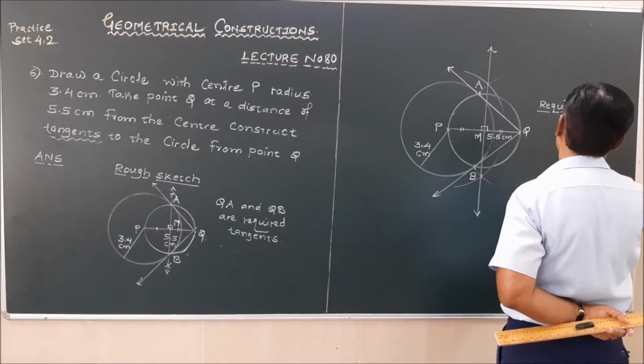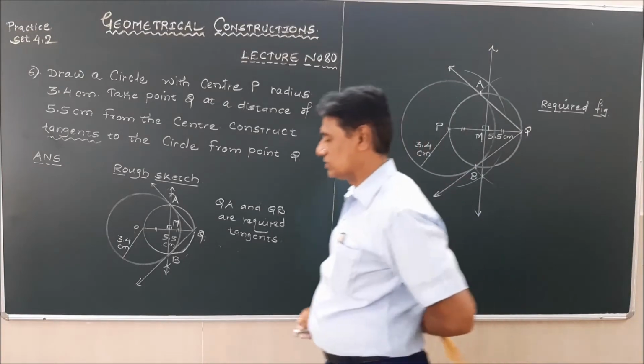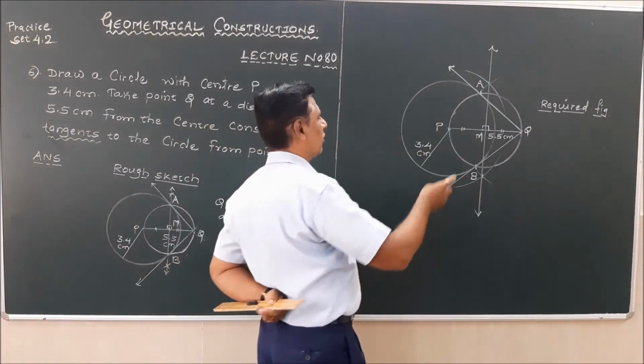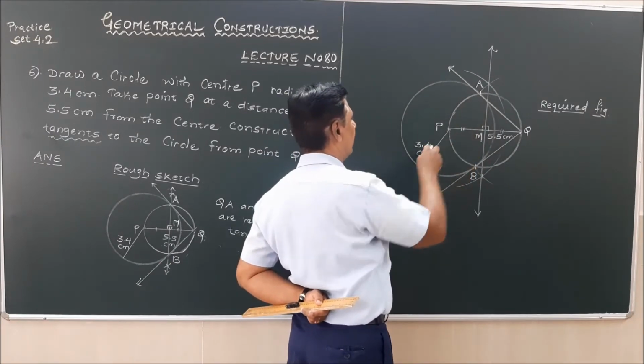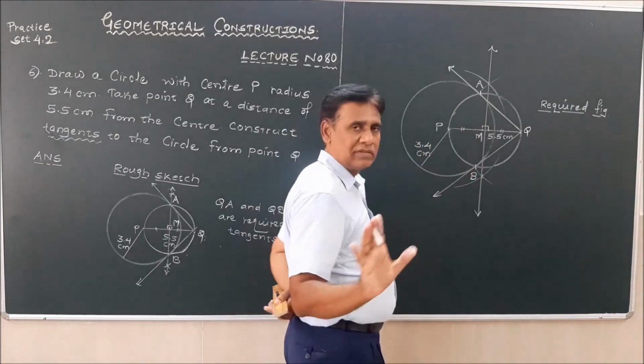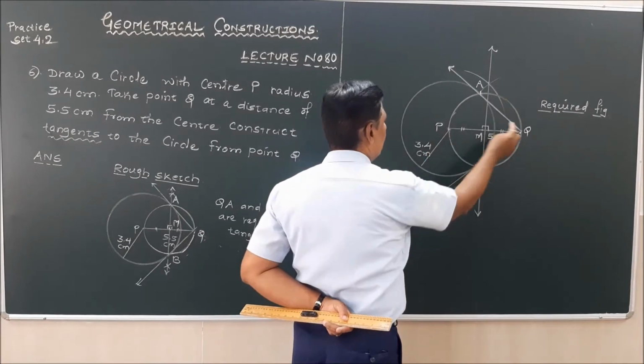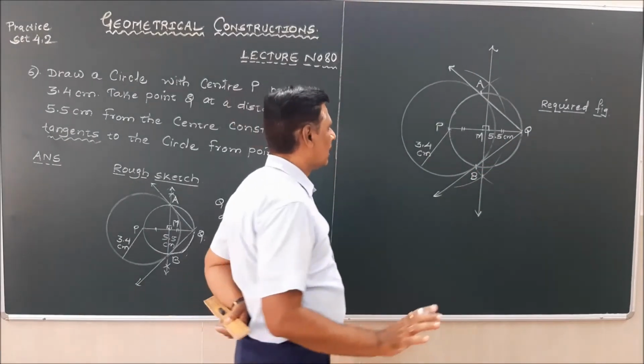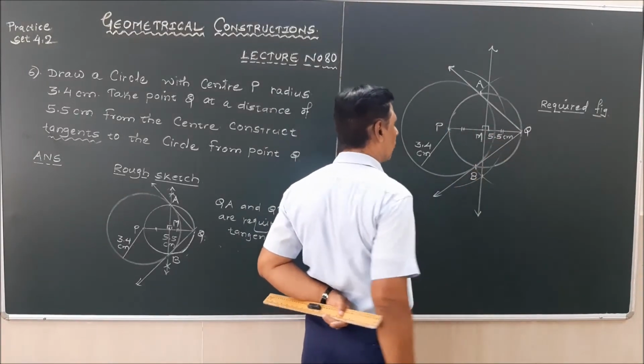Required figure. This is a rough sketch. I am going to repeat all the things again. First of all, I draw a circle with center P of radius 3.4. Then from P, I plot a point Q at a distance of 5.5. Then I draw the perpendicular bisector of PQ.